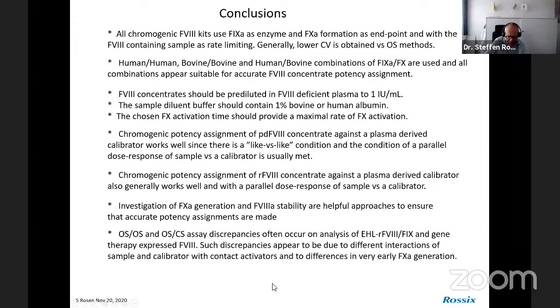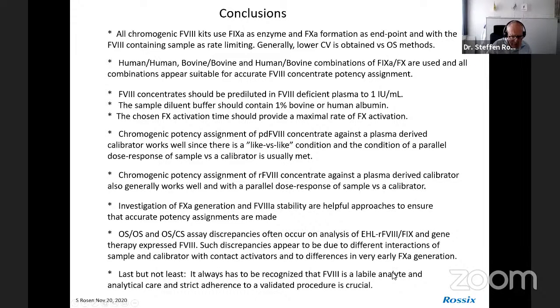Such discrepancies appear to be due to different interactions of sample and calibrator with the contact activators, and to differences in very early 10A generation. And last but not least, it always has to be recognized that factor VIII is a labile analyte, and analytical care and strict adherence to validated procedure is crucial.